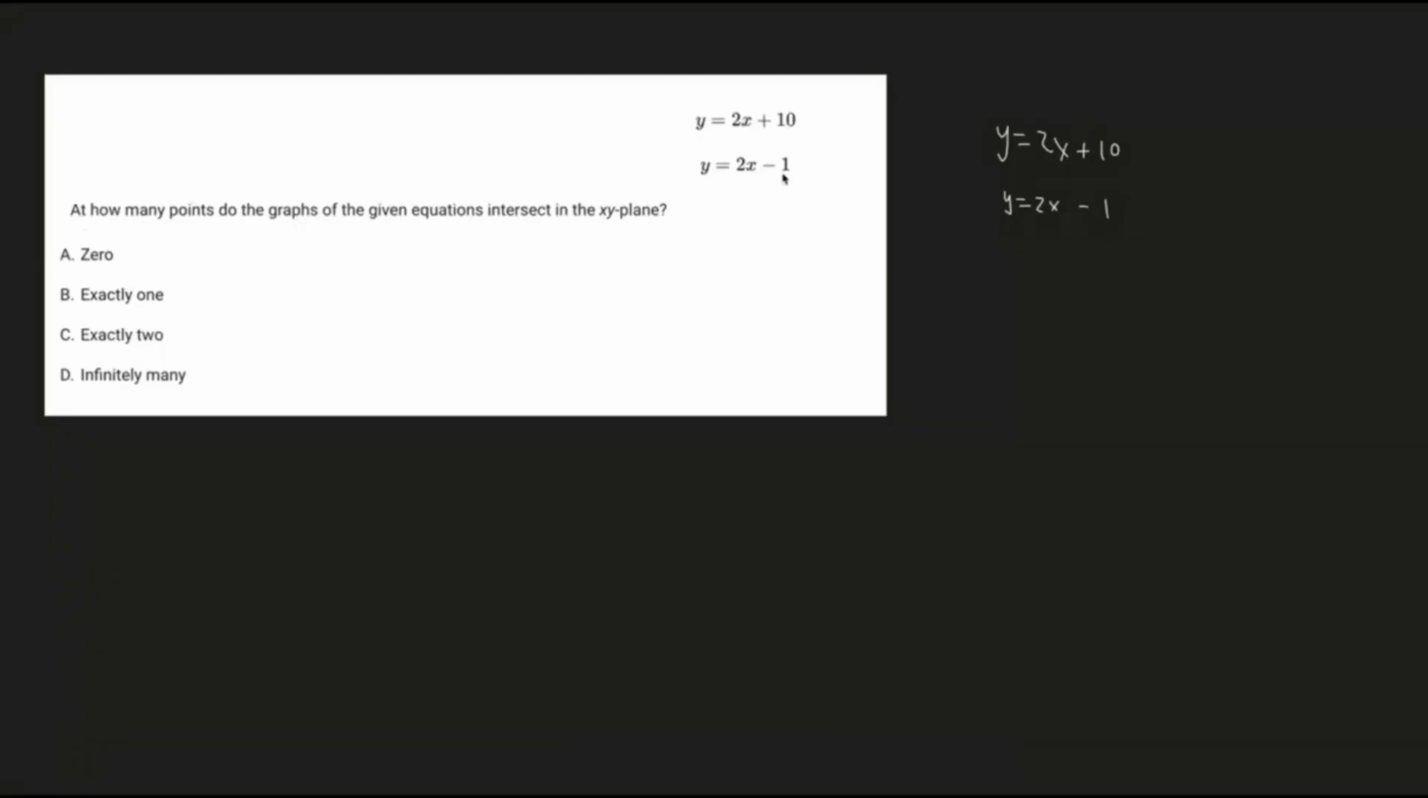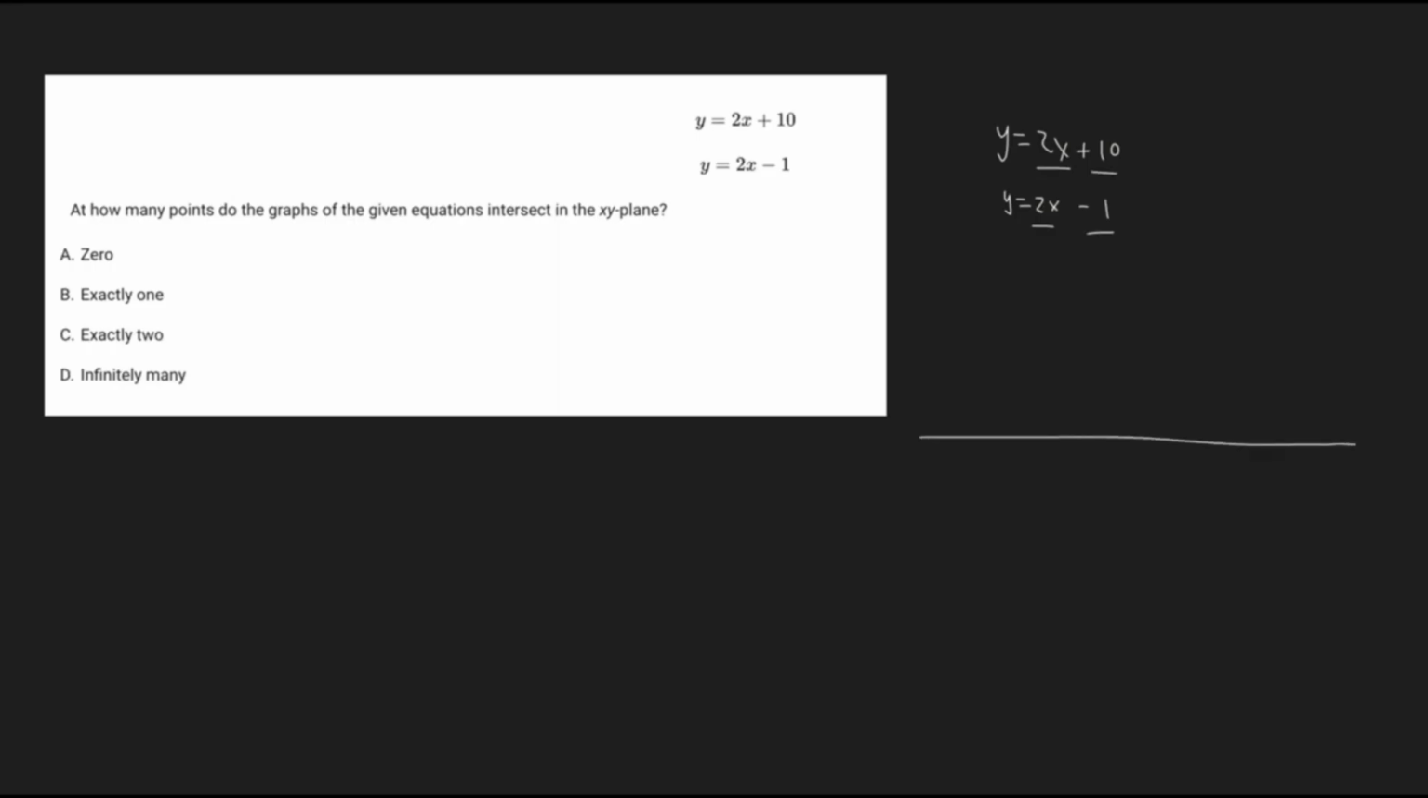How many points in the graphs of the given equations intersect in the xy plane? Well, we have the two equations on the right side. You can see they have the exact same slope, right? 2x. And then they have different y-intercepts. So this one's plus 10 and this one's negative 1.